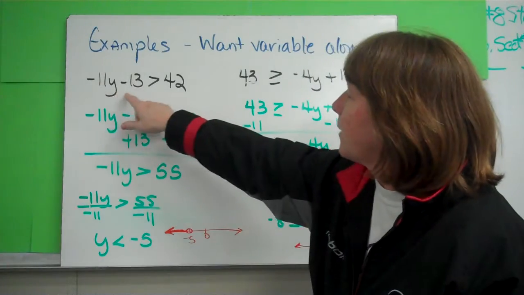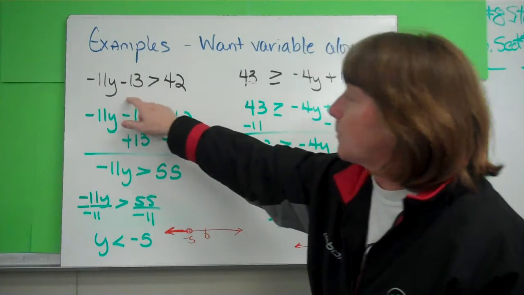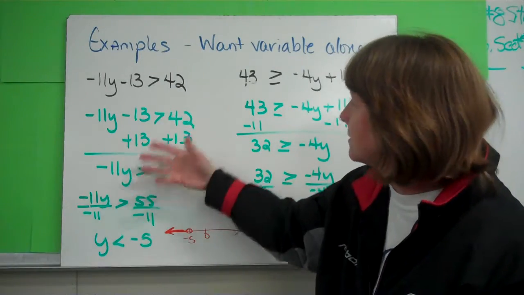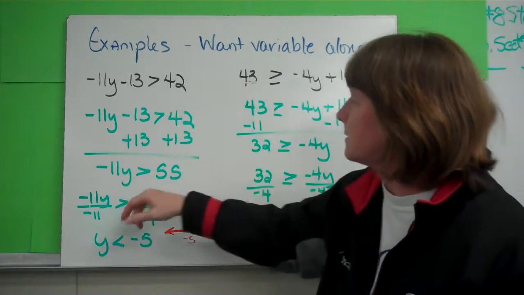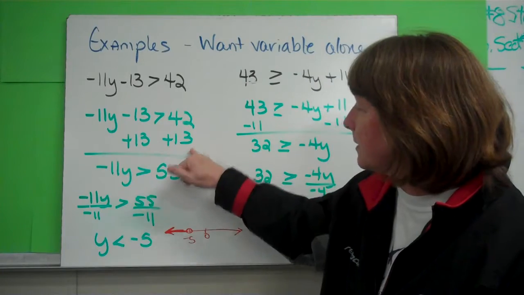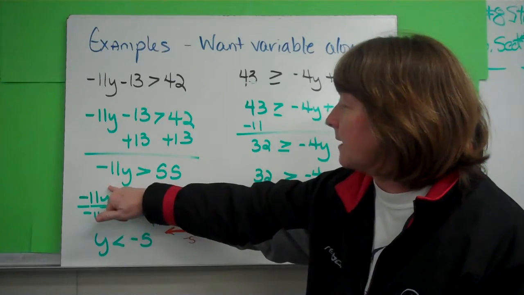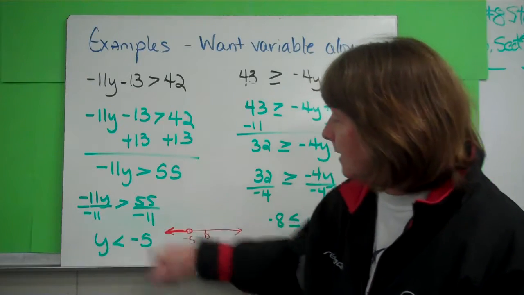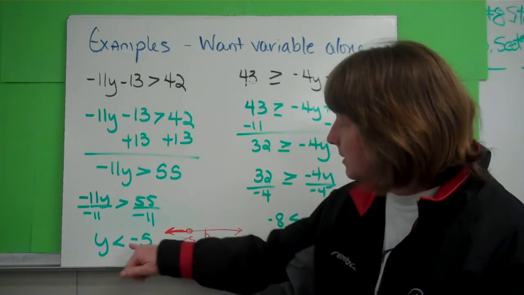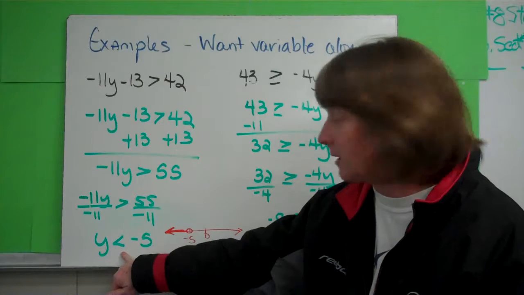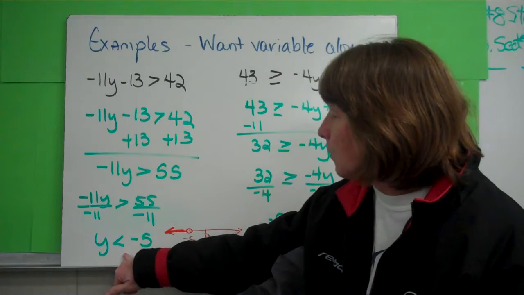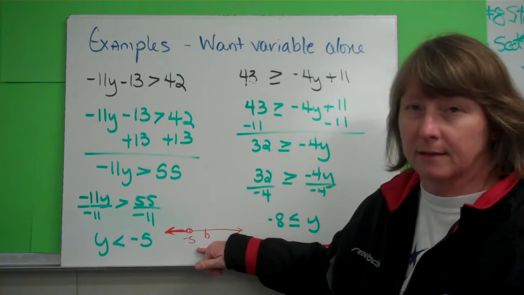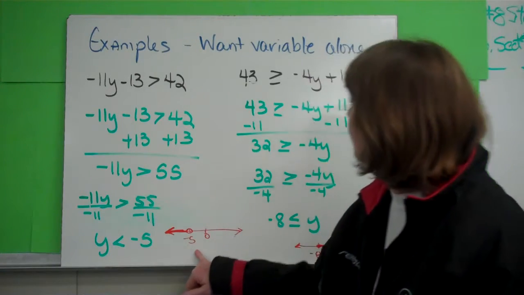We have negative 11y minus 13 is greater than 42. We have to undo this and get the y, or the variable, by itself. So let's add 13 to both sides. That gives us negative 11y is greater than 55. Then divide by the negative 11, which changes the direction of our inequality. And we have y is less than negative 5. If we were to graph it, it would look like this on the number line.